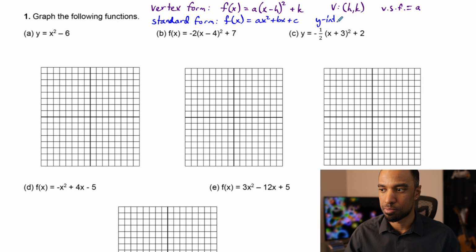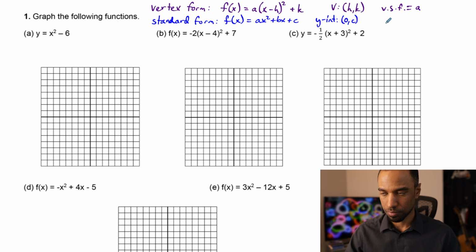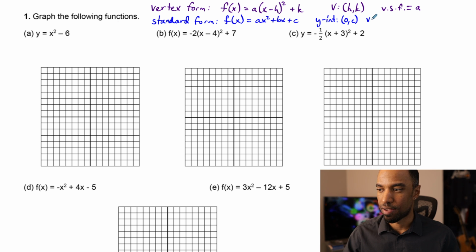Your y-intercept occurs at the point (0, c). All right. The vertical stretch factor is also a, just like the last one. That's why I use the same letter there. Vertical stretch factor is a. And then the vertex can be found at the x value of negative b over 2a.